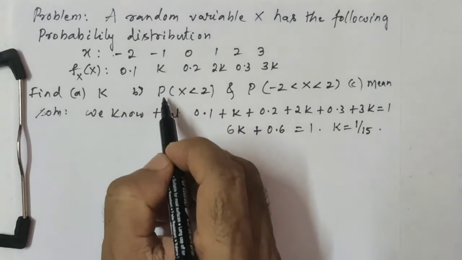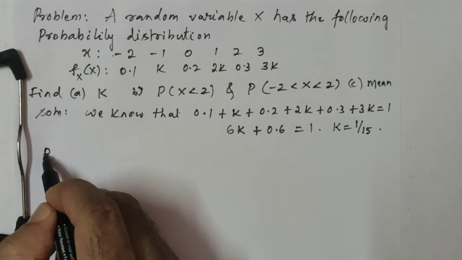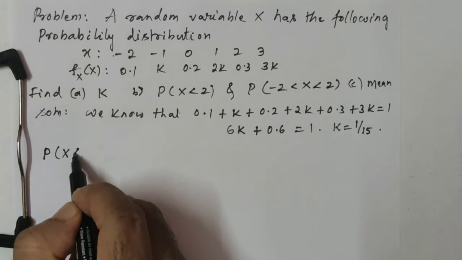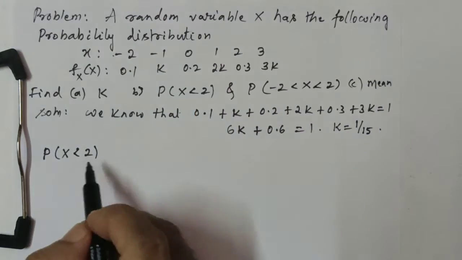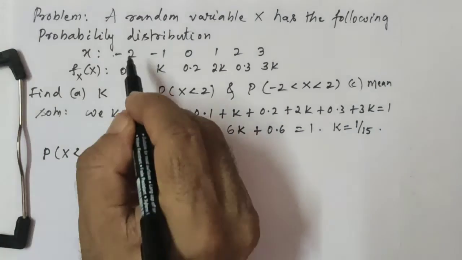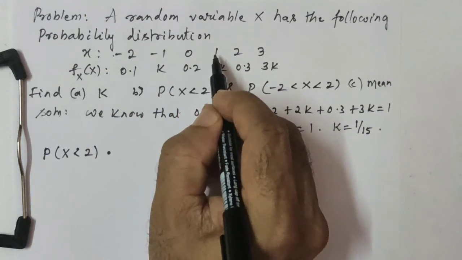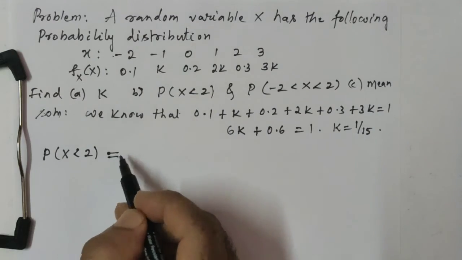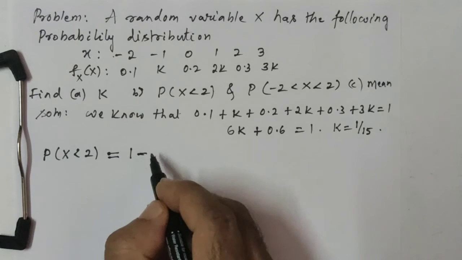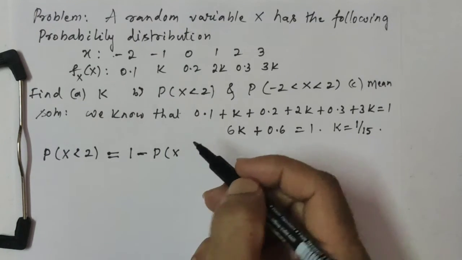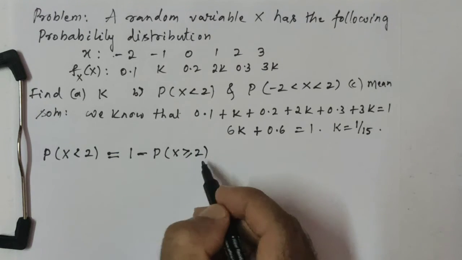Next we need to find P of x less than 2. P of x less than 2 is the probability that x is less than 2. That means we have to add the probabilities up to 1. Less than 2 means probability that x equal to minus 2 plus probability that x equal to minus 1, 0, 1. Or else you can do it this way also. Since the sum of the probability is equal to 1, you can write it as 1 minus probability that x, taking its complement, is greater than or equal to 2. This way also you can do.